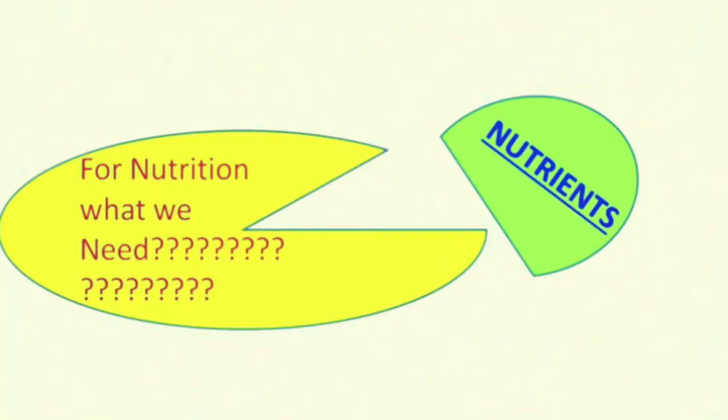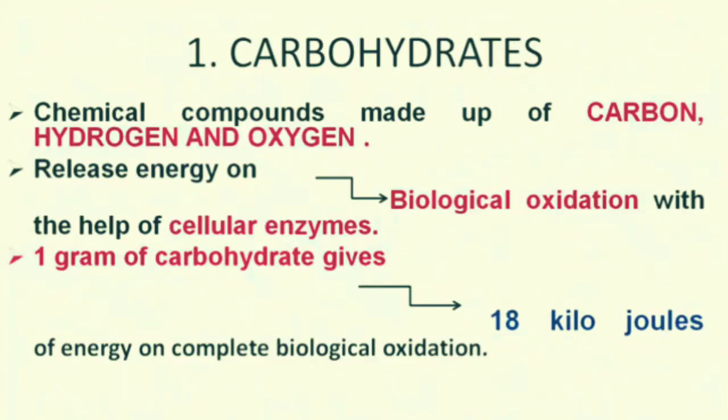But for nutrition, from where will the nutrition come to us? Nutrition depends on the nutrients present in the food. So let us see what are the major nutrients which are present in our food. Number one nutrient is carbohydrates. These are compounds which are made up of carbon, hydrogen and oxygen. They release energy on biological oxidation with the help of cellular enzymes.